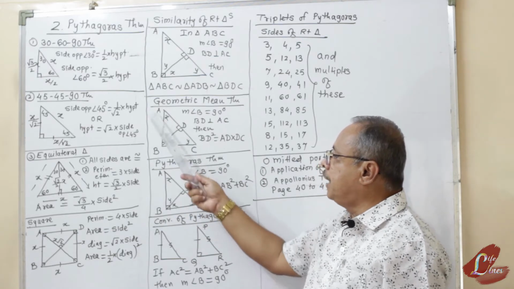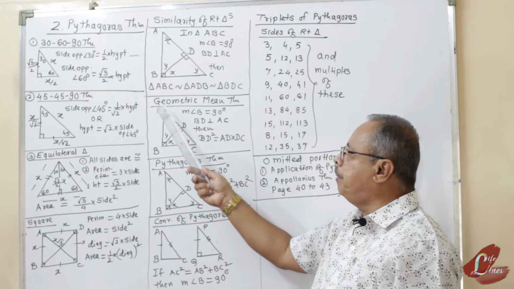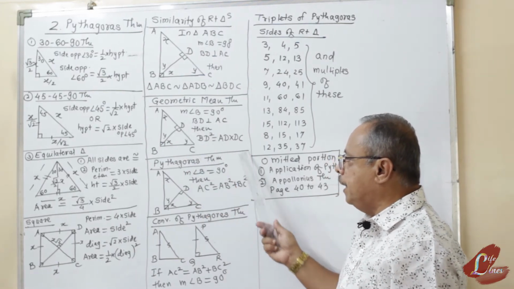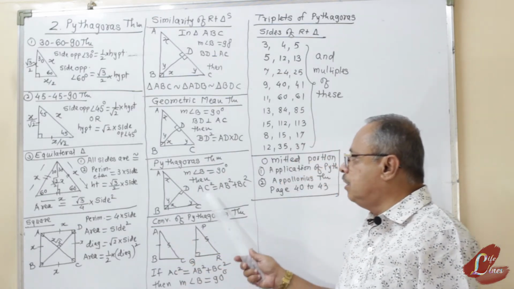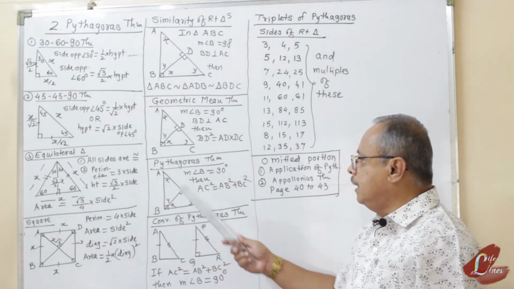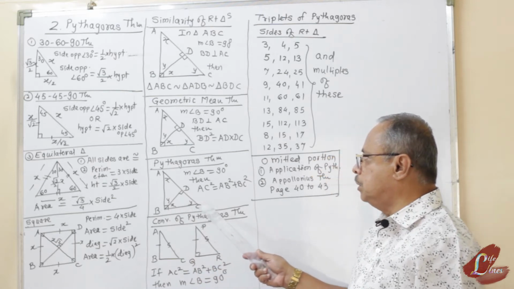Geometric mean: in triangle ABC, the measure of angle B is 90 degrees, BD is perpendicular to AC, so BD square is equal to AD into DC. Pythagoras theorem: in a right angle triangle, where the measure of angle B is equal to 90 degrees, then AC square is equal to AB square plus BC square.